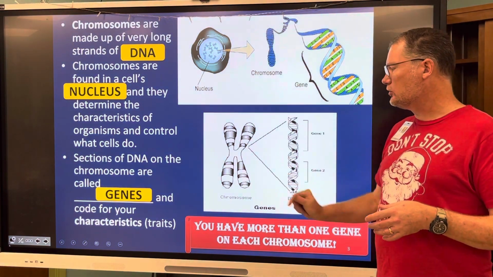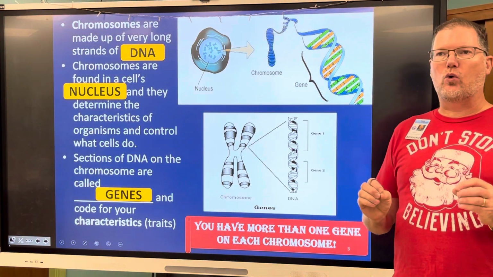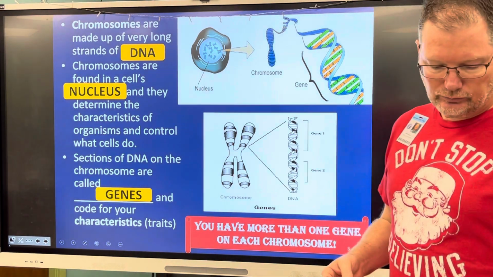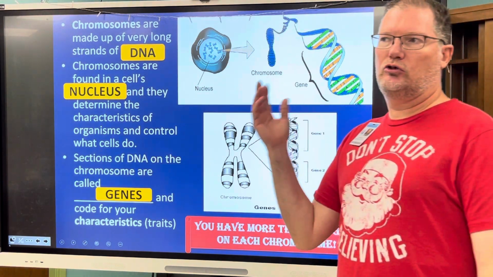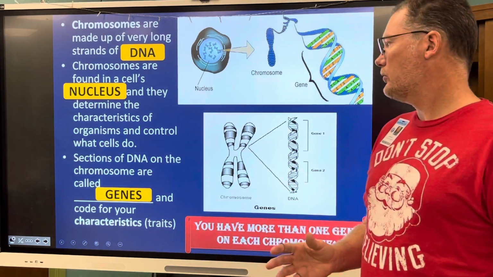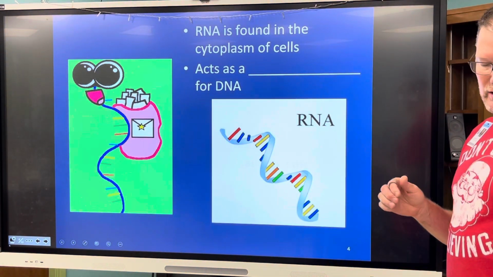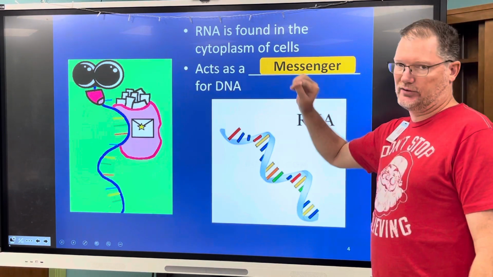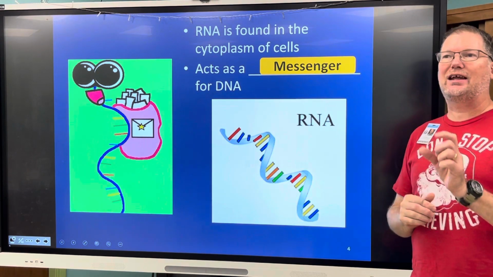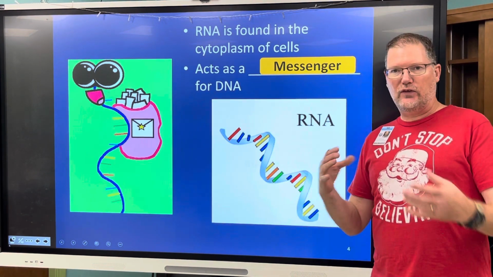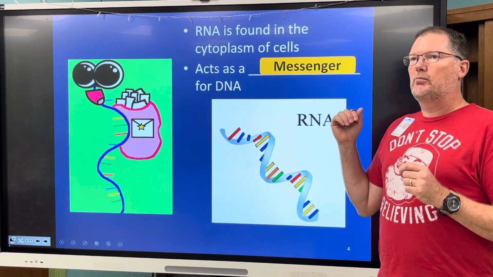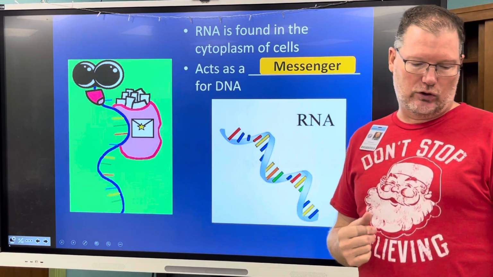And all along this section, they code for proteins that make your body do certain things. Even your eye color, your hair color, your skin color, how tall you are, whether you're a boy or a girl, so on and so forth. RNA, on the other hand, is found in the cytoplasm, not in the nucleus. And it acts as a messenger because DNA is too fat to fit through the little nuclear pores, the little holes in the nuclear membrane. So the messenger RNA is thin enough, it can fit through those holes.